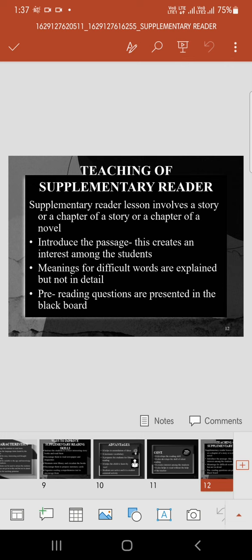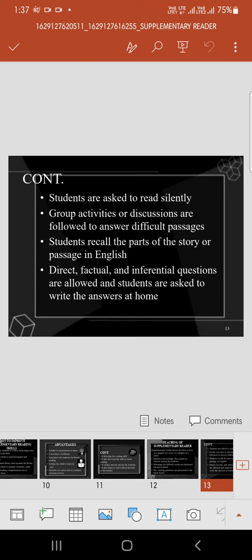Then pre-reading questions are presented on the blackboard. Then students are asked to read silently. Group activities and discussions follow later. Students recall the part of the story or passage in English.